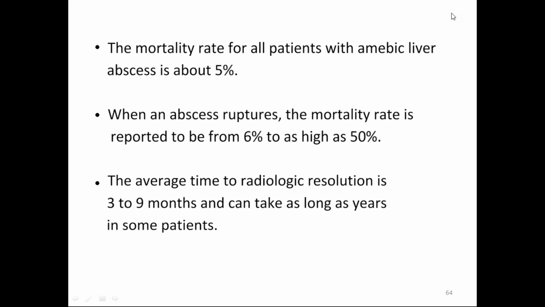Hydatid disease is very important for you, both in your second year and your final year. In second year, it is an essay for you from parasitology. So I'll stop here.